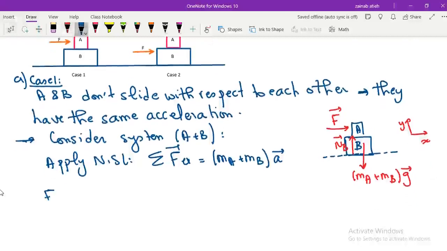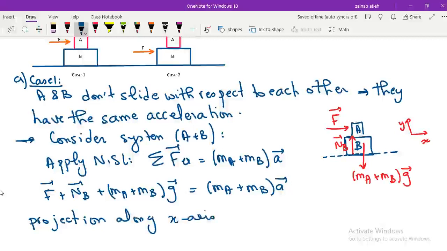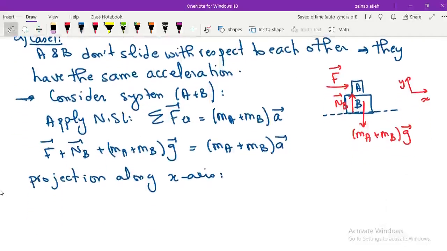I will get F plus NB plus (MA plus MB) G, and this is equal to (MA plus MB) A. Now I have to take the projection along the x-axis. Here, the y-axis won't help me, I won't need it. So I will only do the x-axis because I'm searching for A. All the forces along the x-axis are equal to the mass times A.